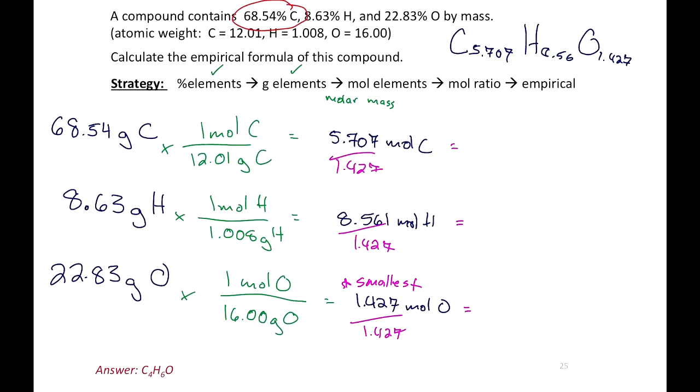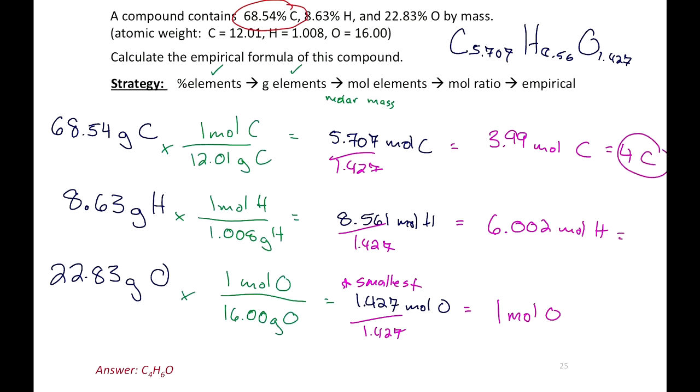So when we divide oxygen by itself, we get that for every 1 mole of oxygen we have, you get something like 6.002 moles of hydrogen and 3.99 moles of carbon. Now we're getting closer to something that looks like a mole ratio. So 3.99 is really, really close to what number? 4. 4 moles of carbon, and then 6.002 is really close to 6 hydrogens, and then one oxygen. So there is our mole ratio, all right?